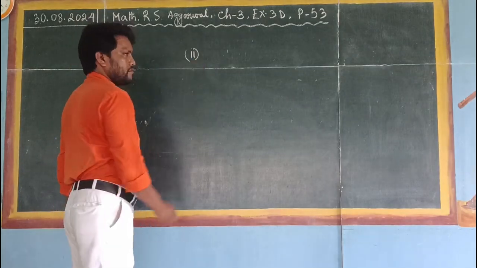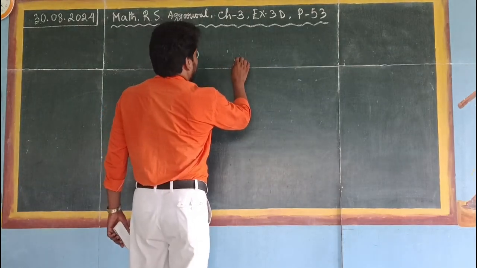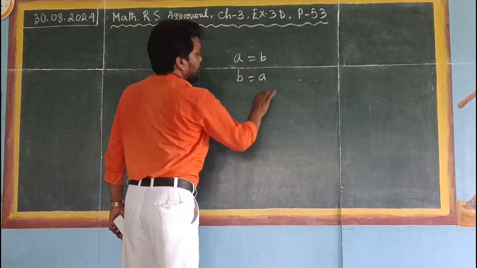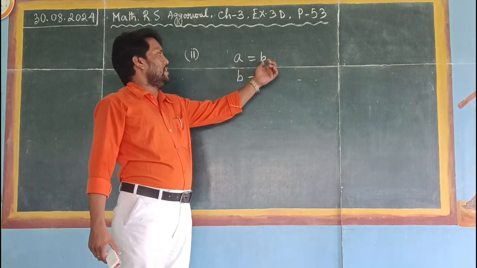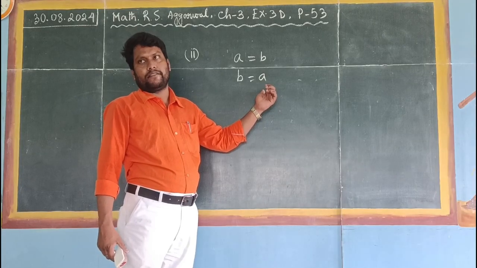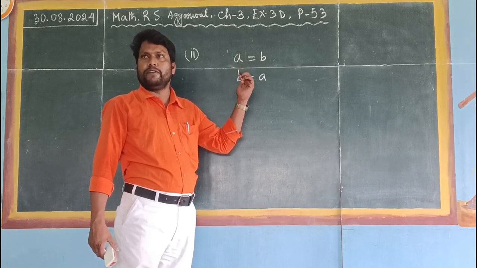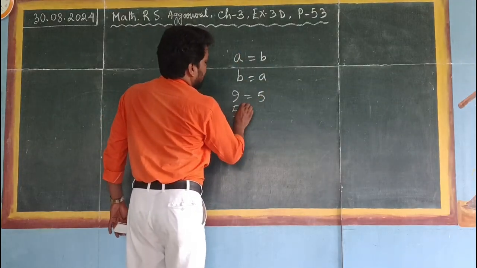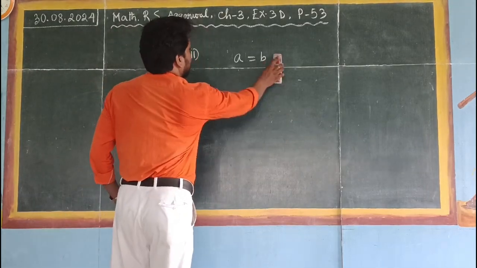Property number 2. Suppose A equal to B, that means B equal to A. That is closure, and the first was commutative. It is closure. Suppose 9 equal to 5, that means 5 equal to 9. It can be written. So closure property, commutative property.